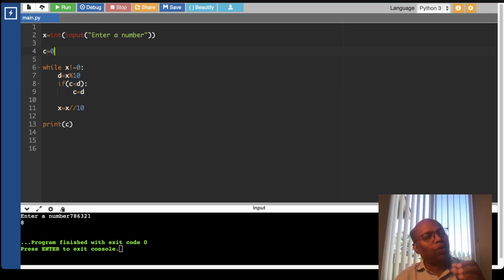Because C 0 is the minimum digit you can ever encounter. Therefore, I put what? 0 initially. So let's solve another problem. Okay. So let's see in this case, I have been given a number. I want to reverse this number.